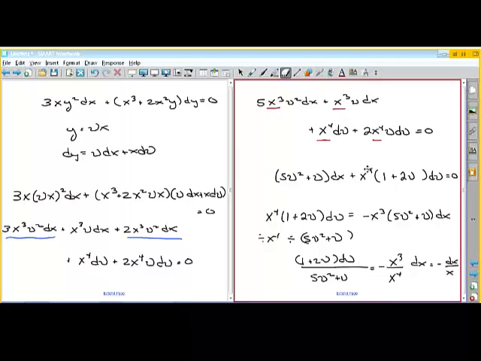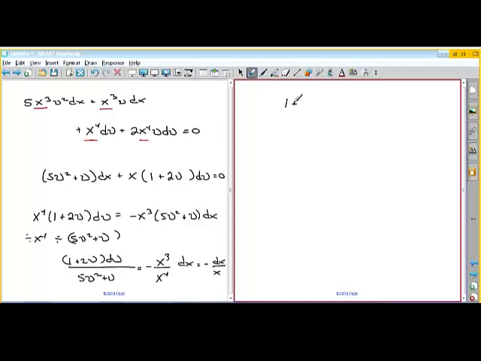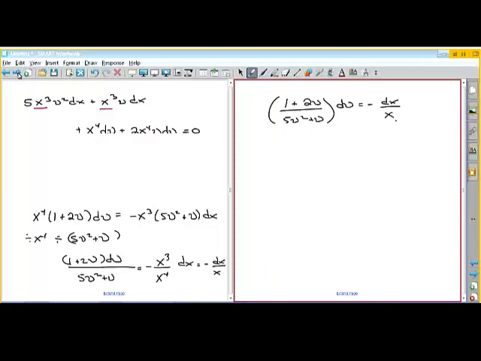What that would have done is, if I had realized that, then this step would have been there. So I would have gotten rid of either 5 nu squared dx and just nu dx. If I'd done that, then I wouldn't have this step, but it ends up the same. The same final result: I get 1 plus 2 nu over 5 nu squared plus nu, the whole thing times d nu, is equal to negative dx over x. Obviously, if I integrate this, I'd get the natural log of x. This one I'd have to probably think about for a while.